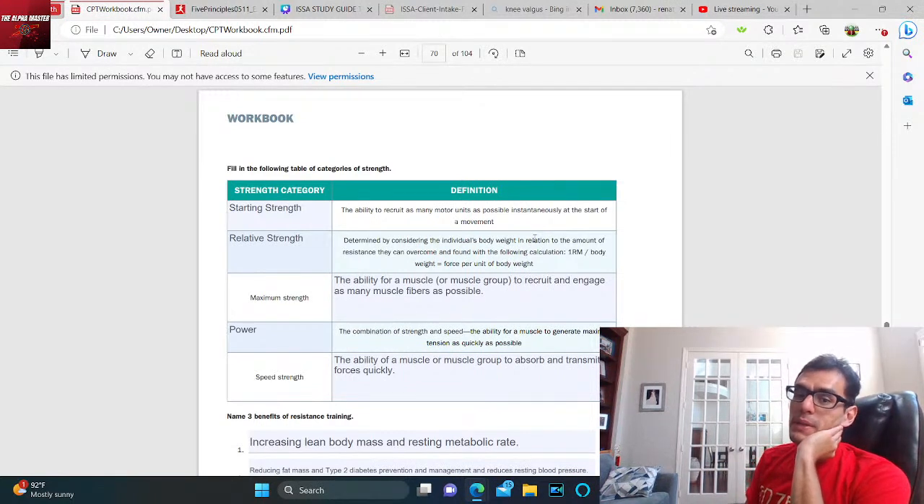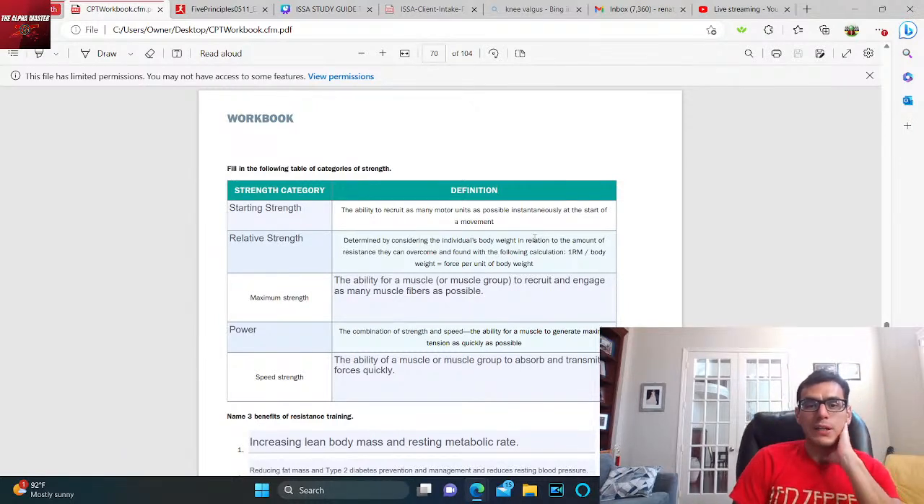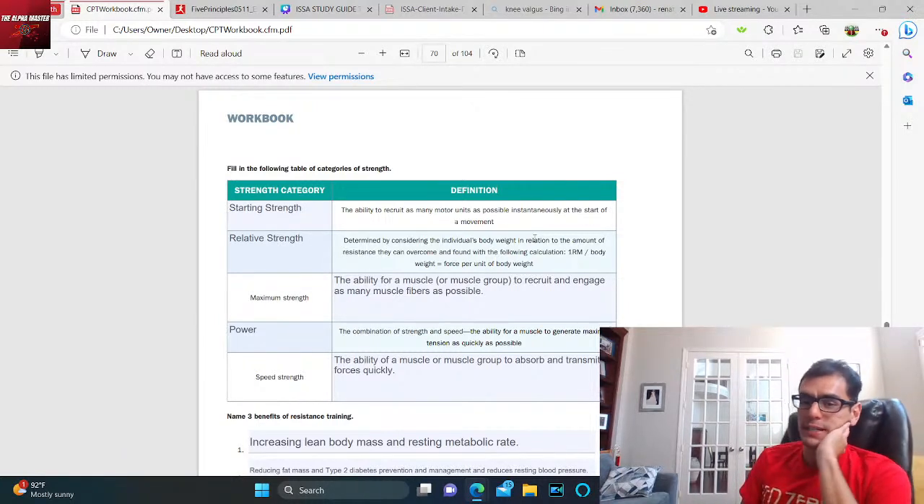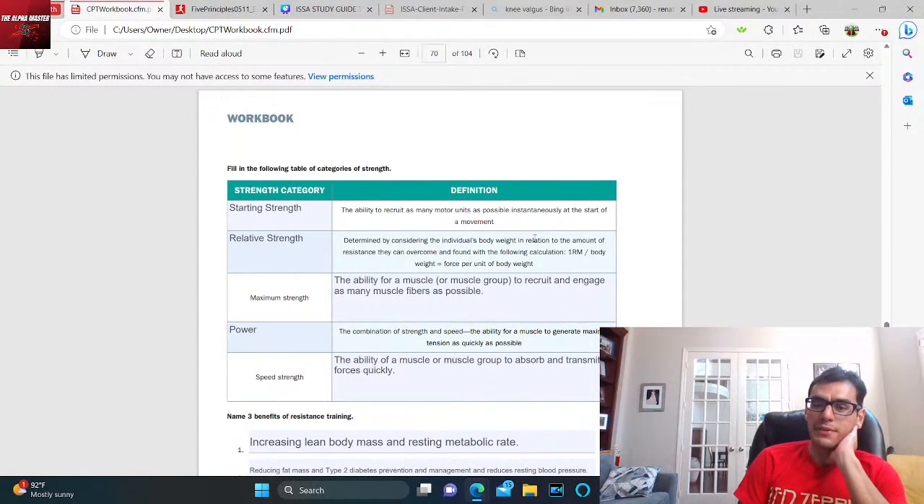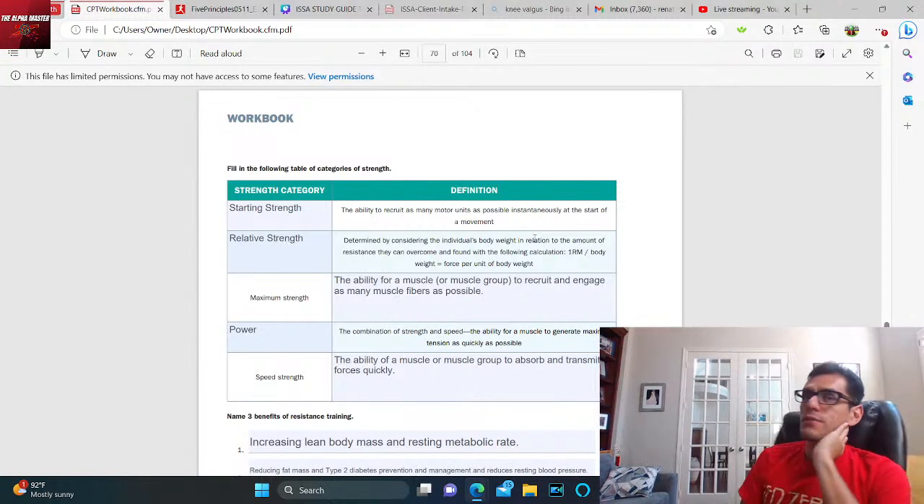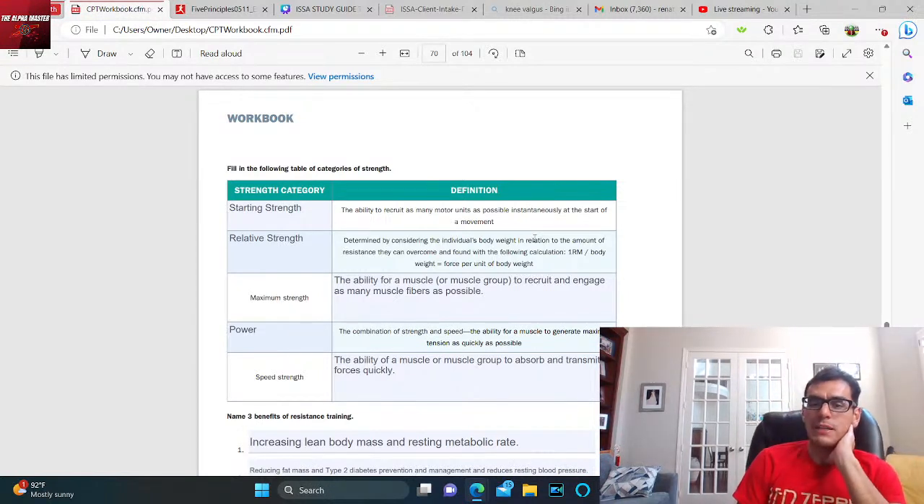Now, power is a combination of strength and speed. Power is the ability for a muscle to generate maximal tension as quickly as possible.